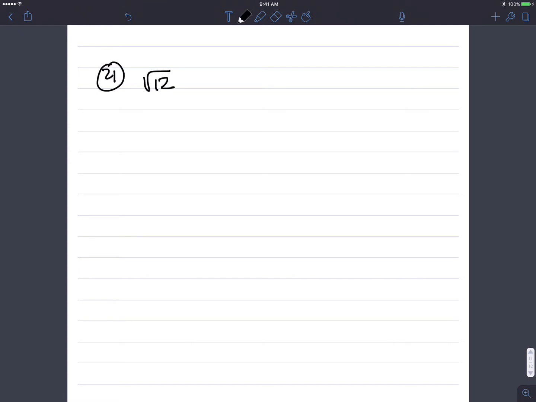The square root of 12 plus 2, I should say, plus the square root of 2 minus the square root of 3. Now, at first glance, we may think that we can't combine any terms. But notice the square root of 12 here. This radical can be simplified.